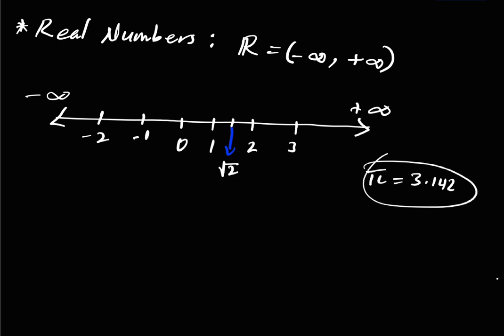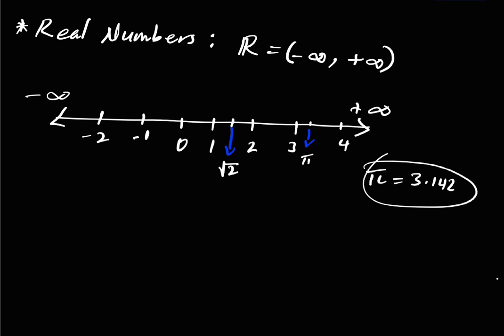So looking at this number, where does it fall? Between 3 and 4. If we write 4 here, then this number falls around here, isn't it? Then we can say pi also falls under this category, that is from negative infinity to positive infinity. Therefore, pi is also a real number.